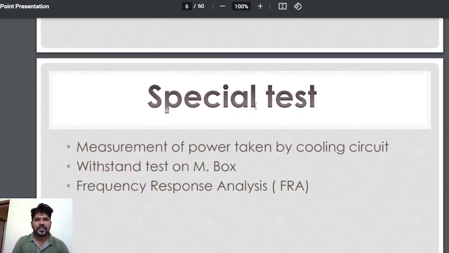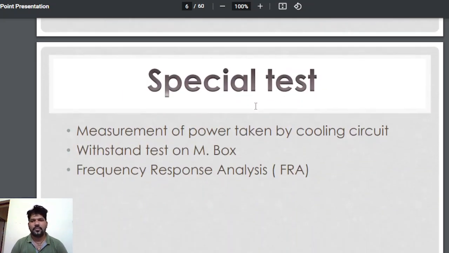We'll do them. Next, special tests: measurement of power taken by cooling circuit, withstand test on marshalling box, frequency response analysis. Nowadays this frequency response analysis has also been added to the routine tests, because we are doing it at the site also. And the marshalling box, M box, means all the protections from the transformer come to the marshalling box, and from the marshalling box they go to the control room for the SCADA operation or control system, which gives the command to the relays, and from the relays the command goes to the circuit breaker for all those activities.